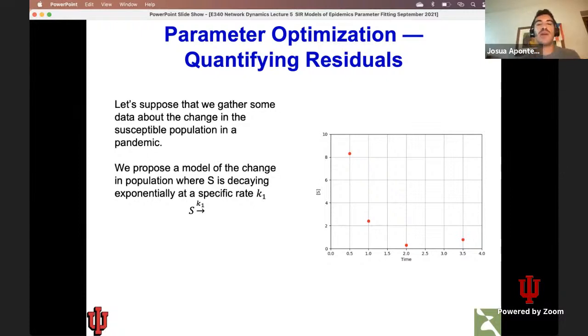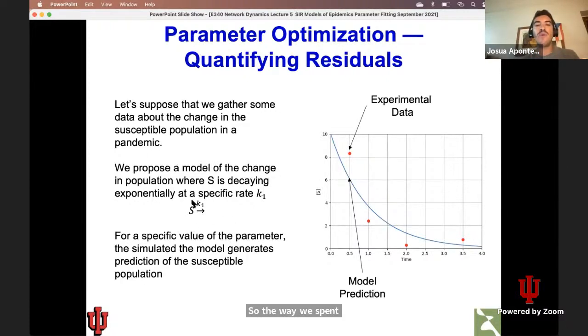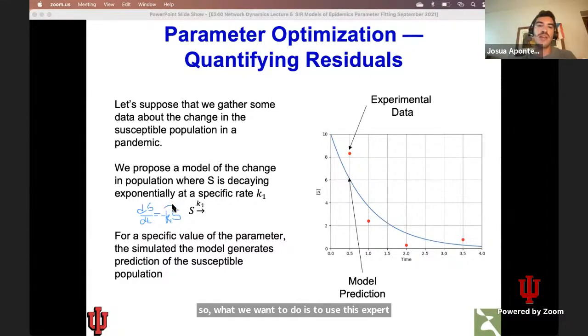So the way we specify that model, we can write it as a differential equation: dS/dt equals minus K1 times S. So what we want to do is to use this experimental data to determine what the value of the parameter K1 is.